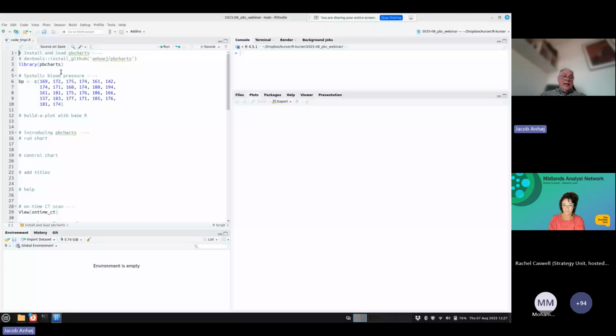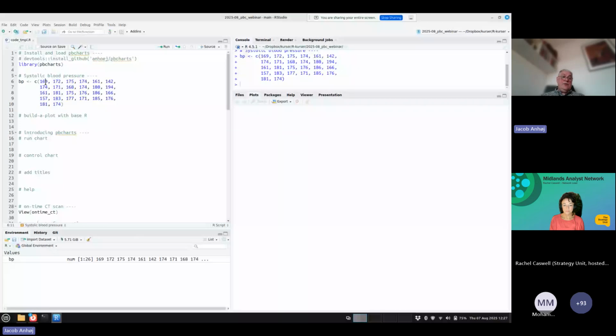Yes, and the first line is for installing the ppcharts package, if you haven't already done that. Next, we need to load the ppcharts package. But I'll start with an example using the blood pressure data, and then I'll start building a traditional I chart using these data. So I'll assign these measurements to the BP object. And then I'll demonstrate how we would usually go about constructing a control chart using base R.